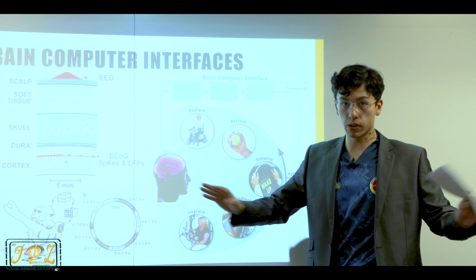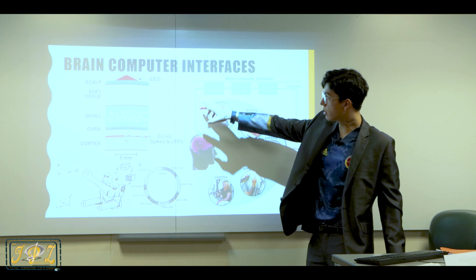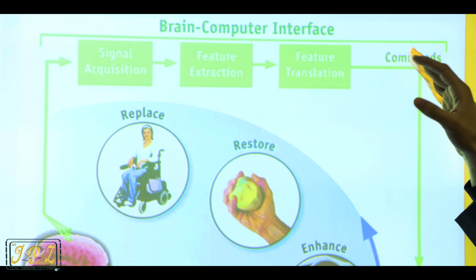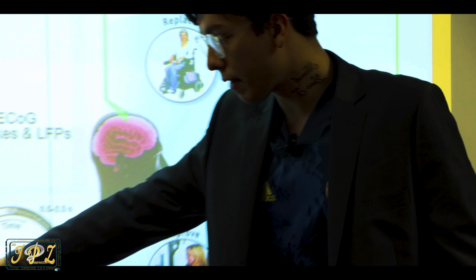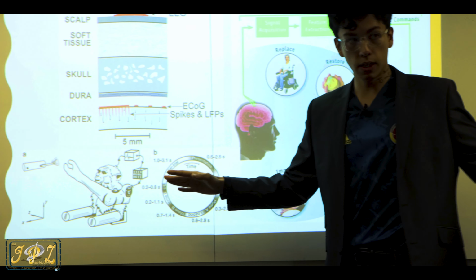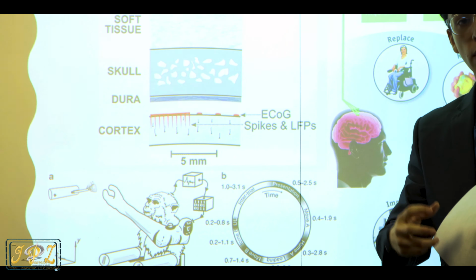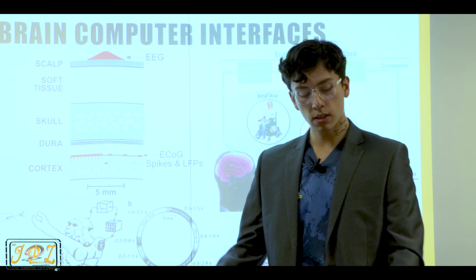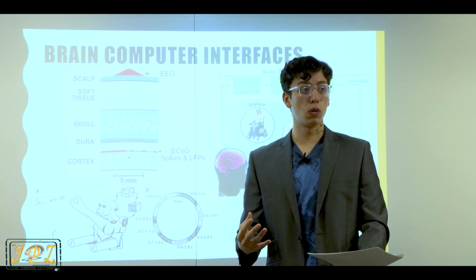I know it sounds a little scary. We're gonna get to that part later. And basically this gets the signal acquisition, the feature extraction, the feature translation, and then the commands. And in the third graph, which is not really related to the topic, but it's worth noting, it actually works as a bridge for people that have amputations or that don't have a limb, and you could basically control artificial prostheses with your brain.